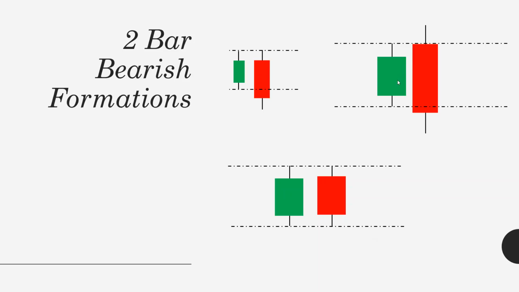Then on the last 2-bar bearish formation, on the previous bar we have a bullish bar, but the next bar exceeds the high of the previous bar, exceeds the low of the previous bar, and closes under the low of that previous bar. The indication means that the next bar, more likely than not, will be a bearish bar.